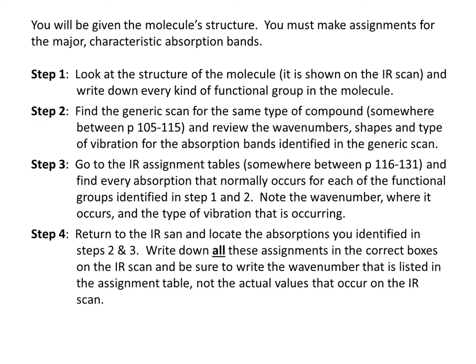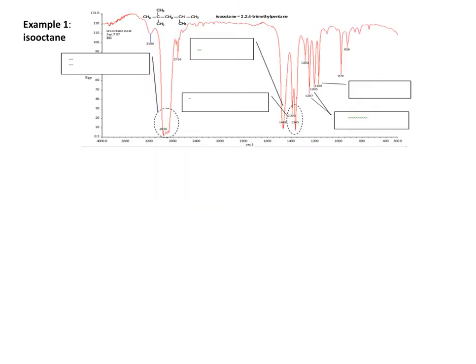And finally, you can return to the infrared scan, locate the absorptions that you identified in Step 2 and 3, write down all these assignments in the correct boxes on the IR scan. Be sure to write the wave number that is listed in the assignment table, not the actual values that occur on that particular IR scan. We'll go through some examples to see what I mean.